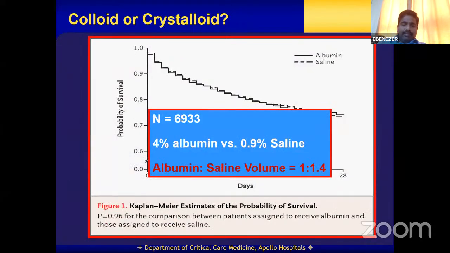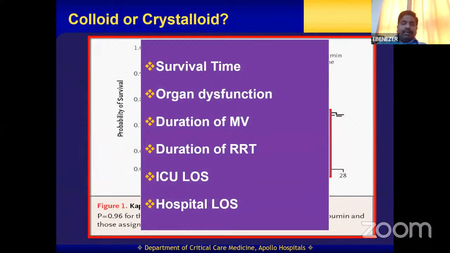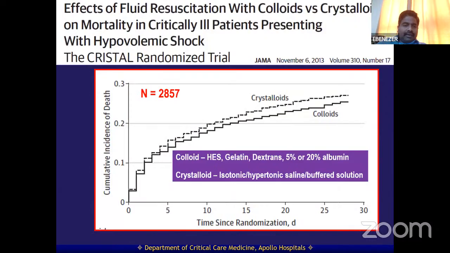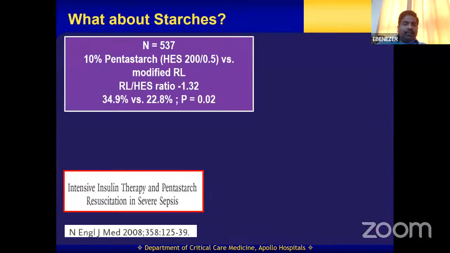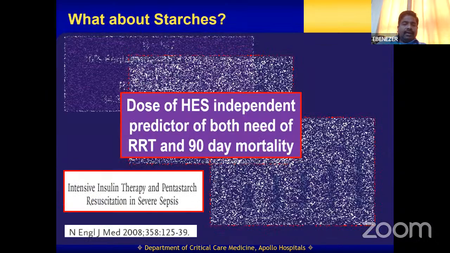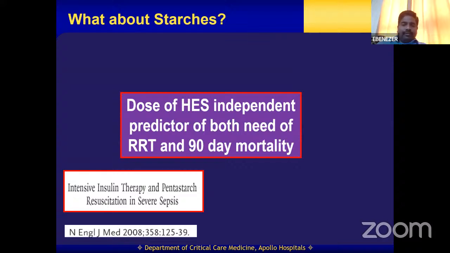This is a safe study which was done previously. They compared albumin versus saline on survival time, organ dysfunction, duration of mechanical ventilation, duration of renal replacement therapy, ICU length of stay, and hospital length of stay. The CRISTAL randomized trial also studied mortality in critically ill patients presenting with hypovolemic shock, colloid or crystalloid. And what they found was absolutely no difference. And when it comes to starches like hydroxyethyl starch, there was an increased incidence of renal replacement therapy.